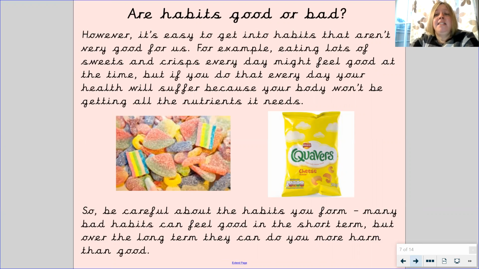However, it's easy to get into habits that aren't very good for us. For example, eating lots of sweets and crisps every day might feel good at the time, but if you do that every day, your health will suffer because your body won't be getting all the nutrients it needs. So we can't get all the goodness that we need from food from eating lots of sweets and crisps. It's okay to have them sometimes because we all need to have a little treat. So be careful about the habits you form. Many bad habits can feel good in the short term, but over the long term, they can do more harm than good.